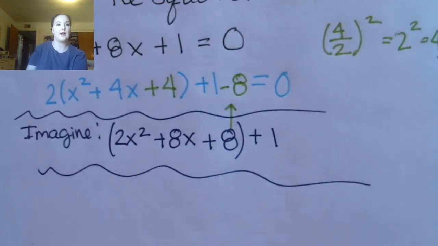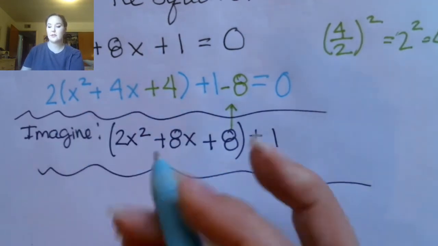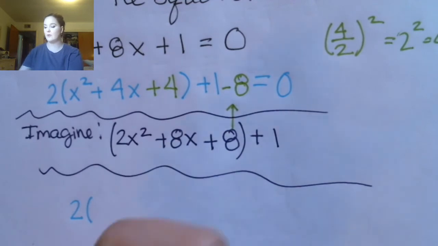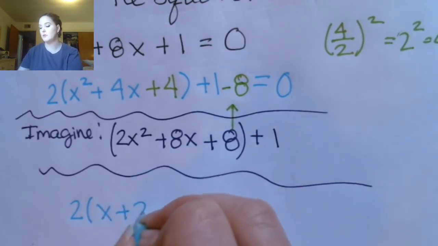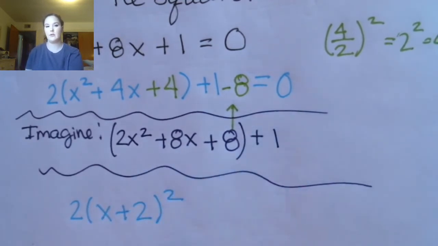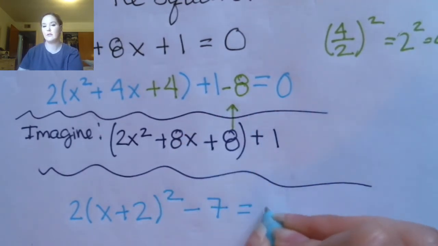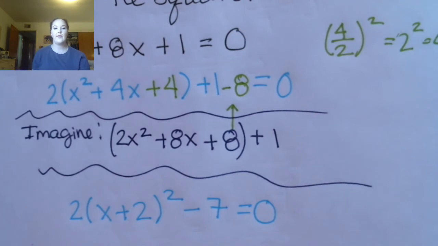So we're going to go back to the main part of our problem. We're going to factor the stuff in parentheses. So what multiplies to 4 and adds to 4, it's going to be 2 and 2. 1 minus 8 is negative 7. And that's how we've completed our square.